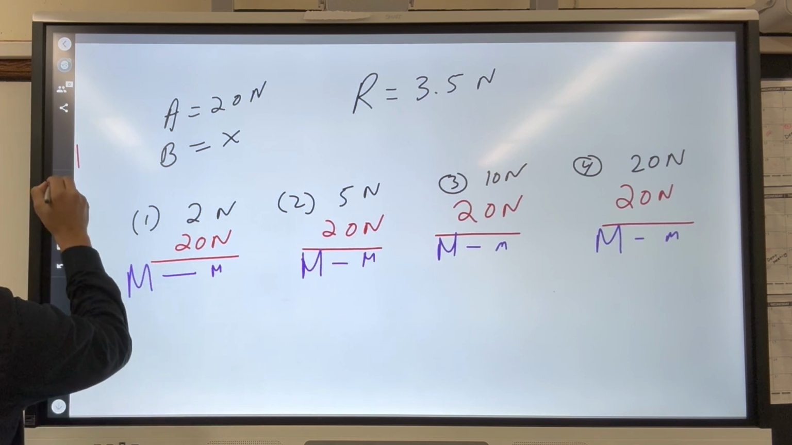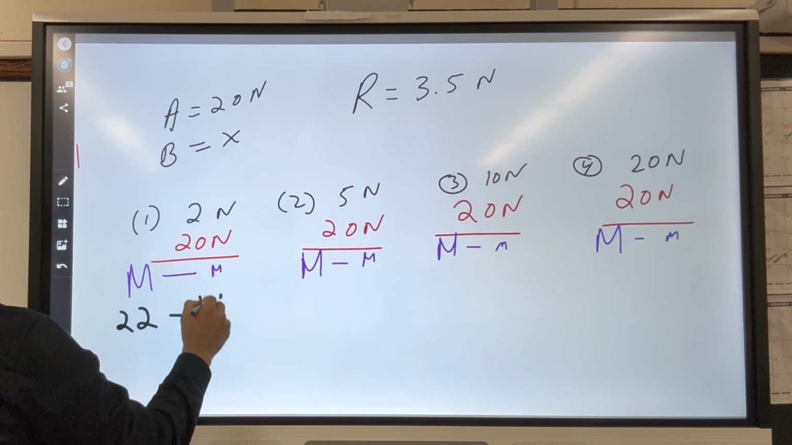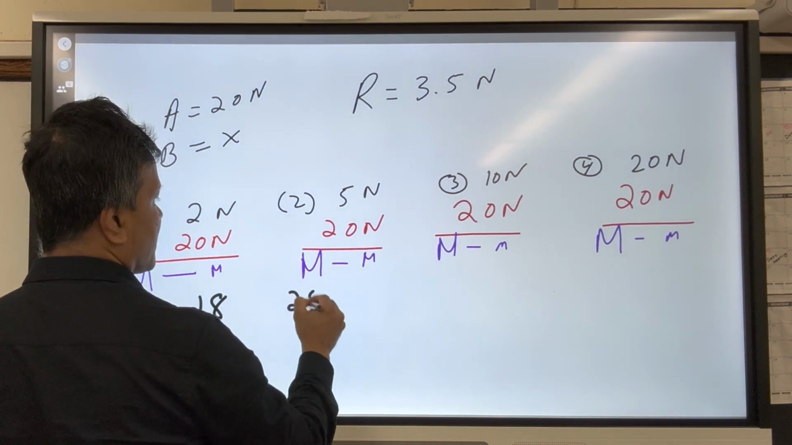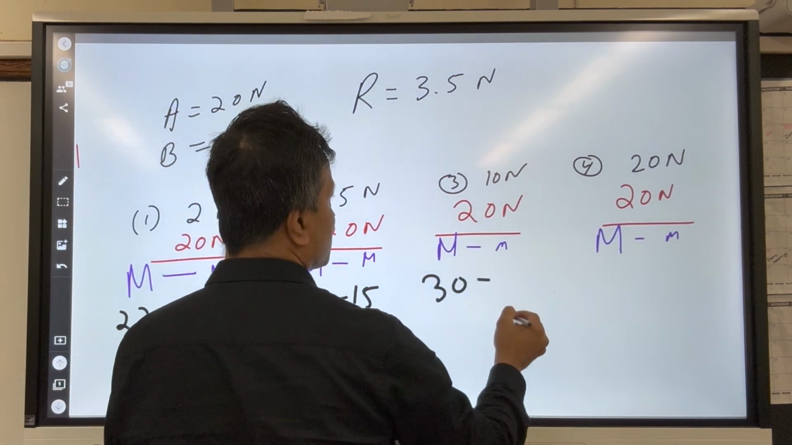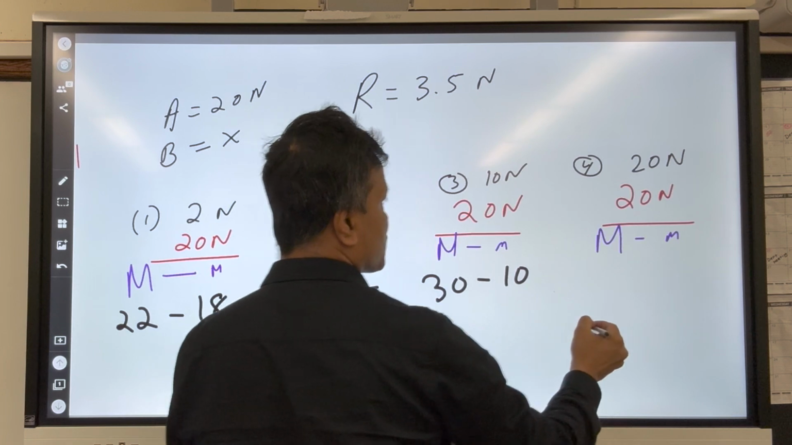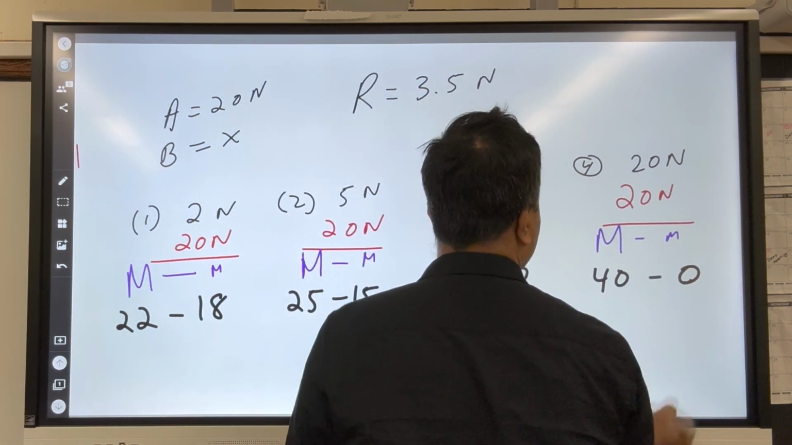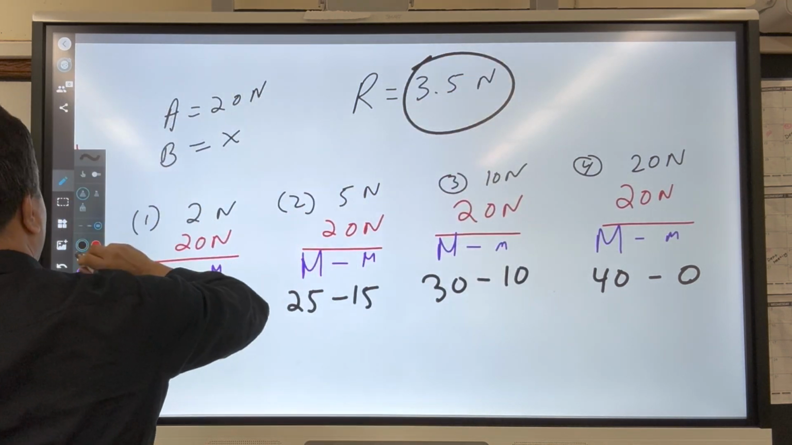All right. Let's use a different color. 22 to 18. Right. That's the max to mean. Max would be 25 to 15. Max would be 30 to 10, and max would be 40 to 0. Right. Where does 3.5 fit? Is there any 3.5 possible?